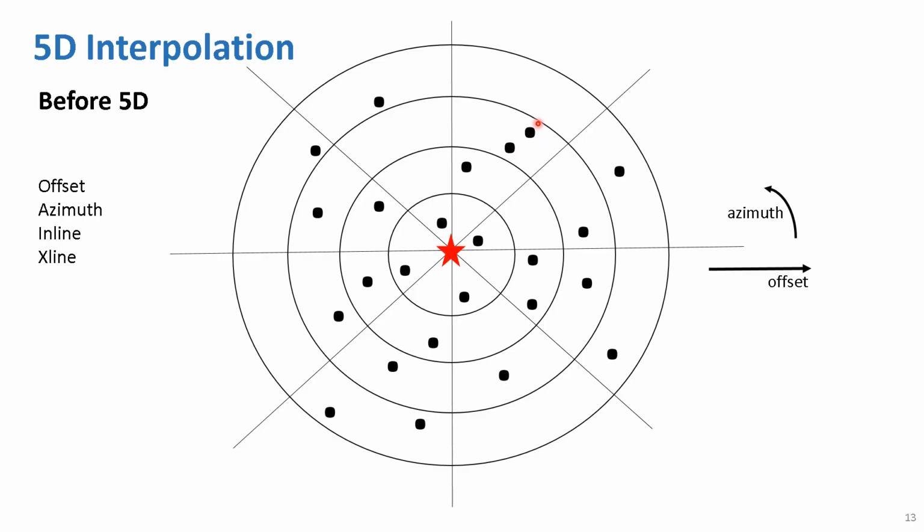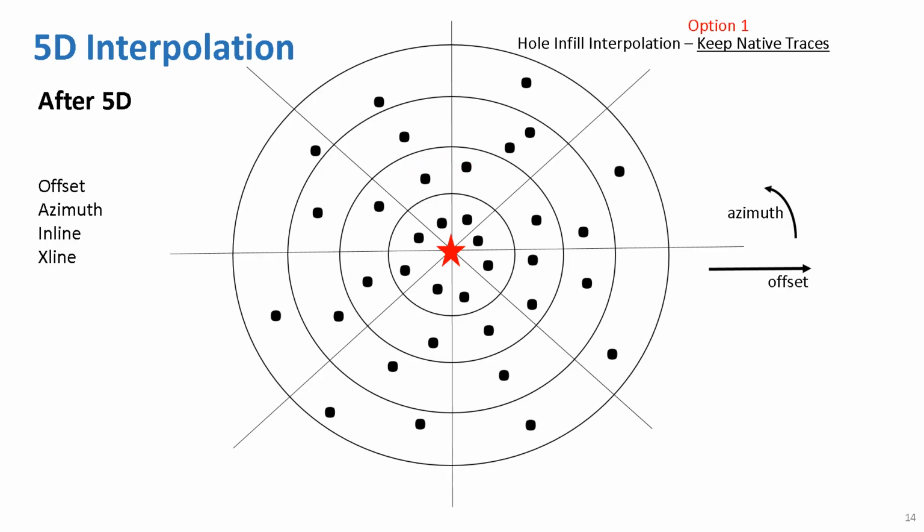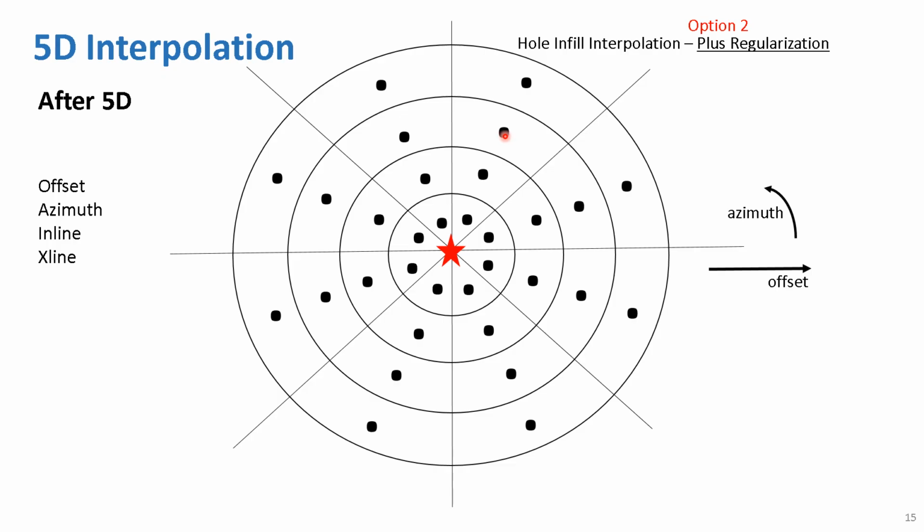So in several places I have 2 fold, some places I have 1 fold, some places I have 0 fold. And similar to the other example, this is after 5D interpolation, but this is with the infill or keep native traces. So I've kept these 2 where they are. Or I can go to option 2, regularize, and put everything right in the dead center.